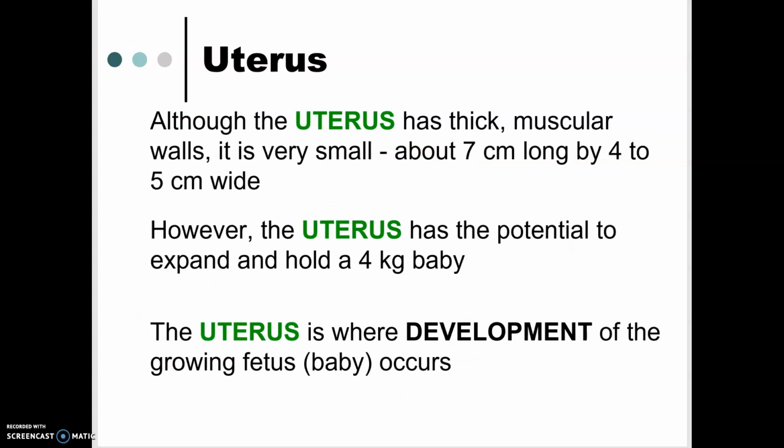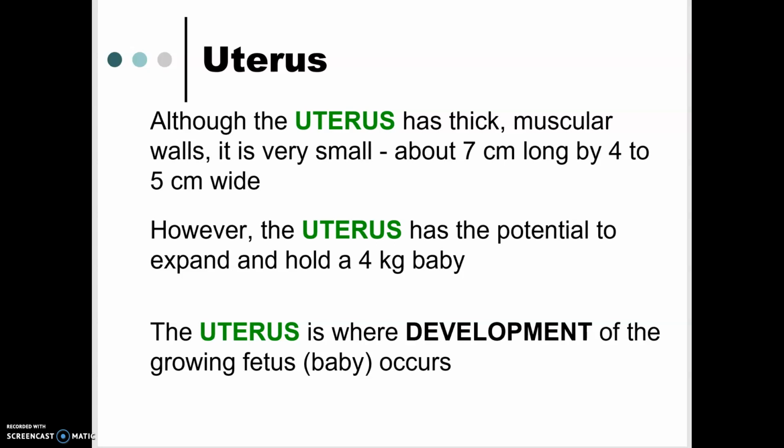Now, the uterus is fairly small size-wise. It's about 7 centimeters long, and then 4 to 5 centimeters wide. So it's quite small, but it's got the potential to change shape incredibly. So the uterus, of course, is where the embryo will develop into a fetus and eventually into a full-term baby.